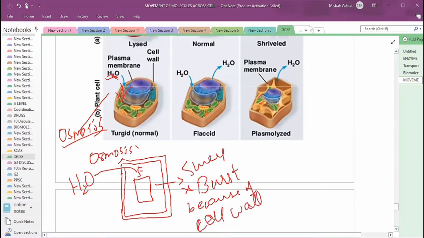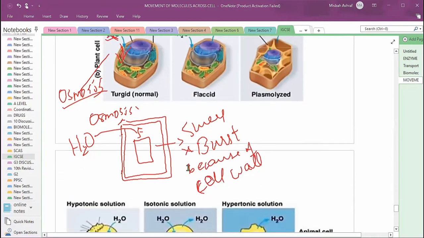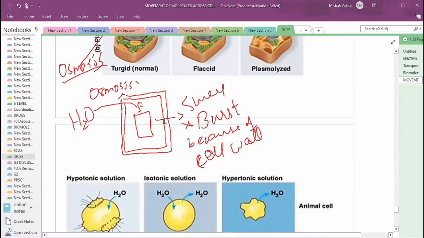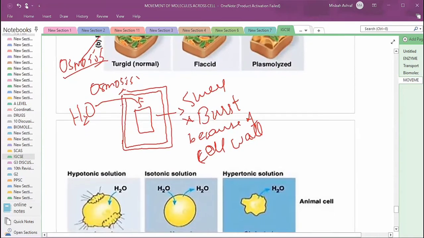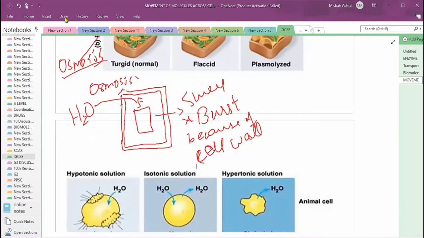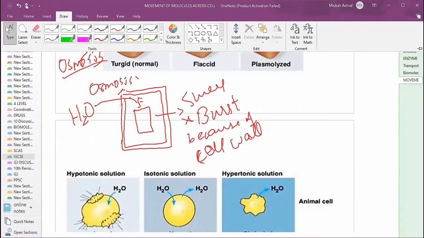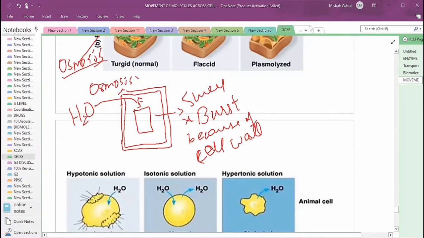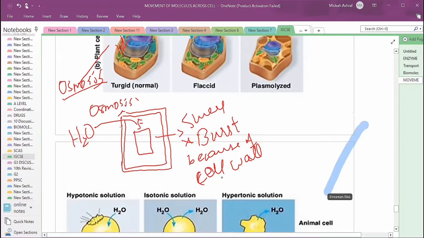This plant cell does not burst because of the cell wall, and when water continuously enters this cell, it swells, and we say that the cell is turgid. Sometimes the plants look fresh, and this freshness is because of the movement of the water inside the cytoplasm. They do not burst because of the cell wall.